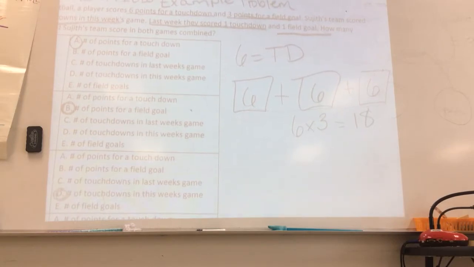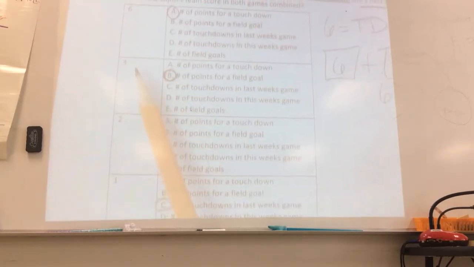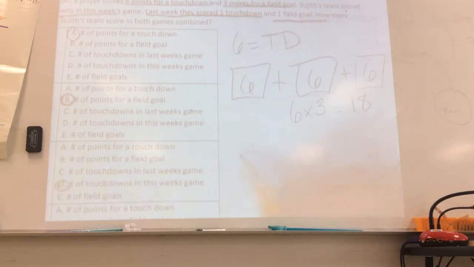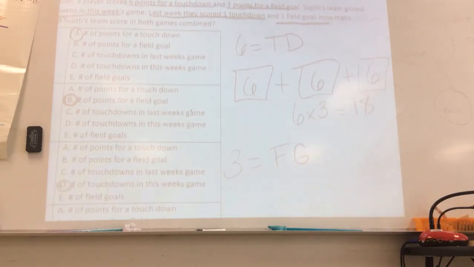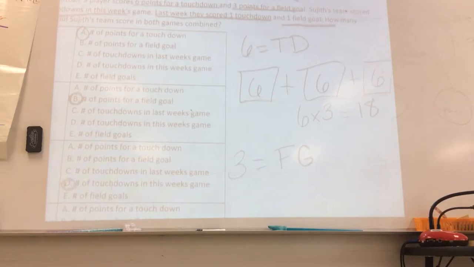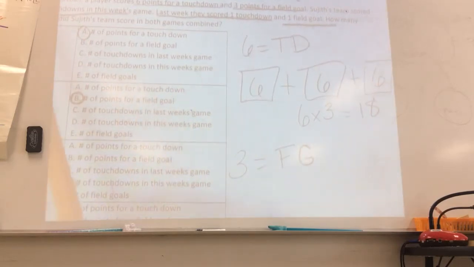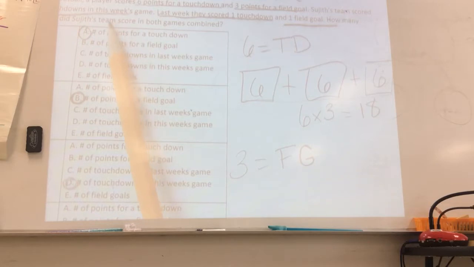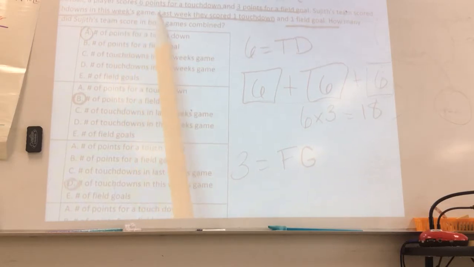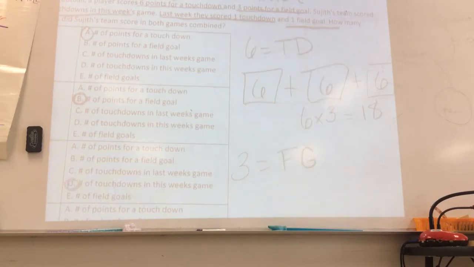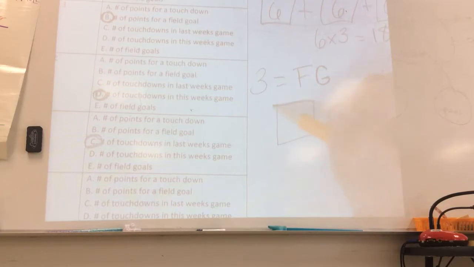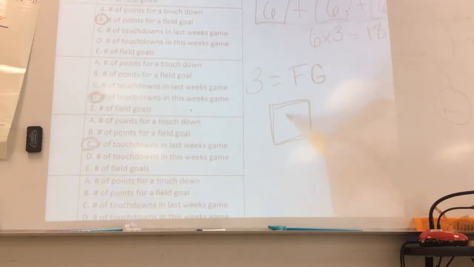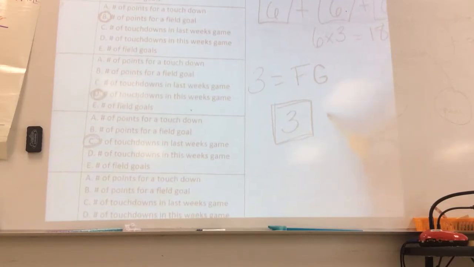Let's see. It says that a field goal, I know a field goal is worth 3 points. So I'm going to put 3 for the FG, field goal. All right, well, how many field goals? It said his team scored 2 touchdowns in this week's game. It didn't mention any field goals. And then last week they scored 1 touchdown and 1 field goal. So between this week and last week, they only had 1 field goal. So that 3 just stays by itself.